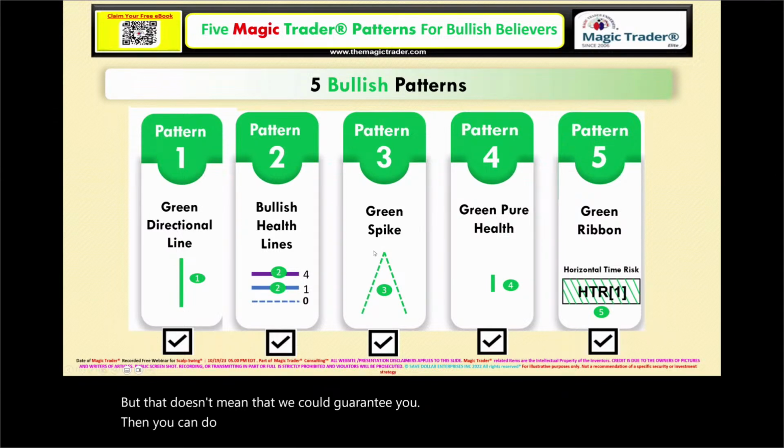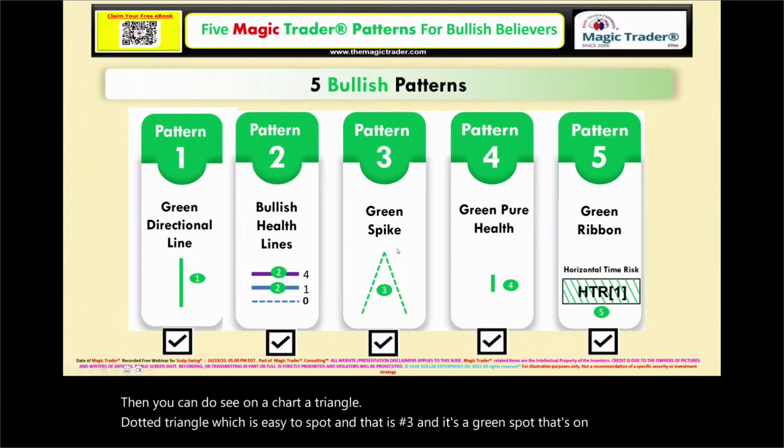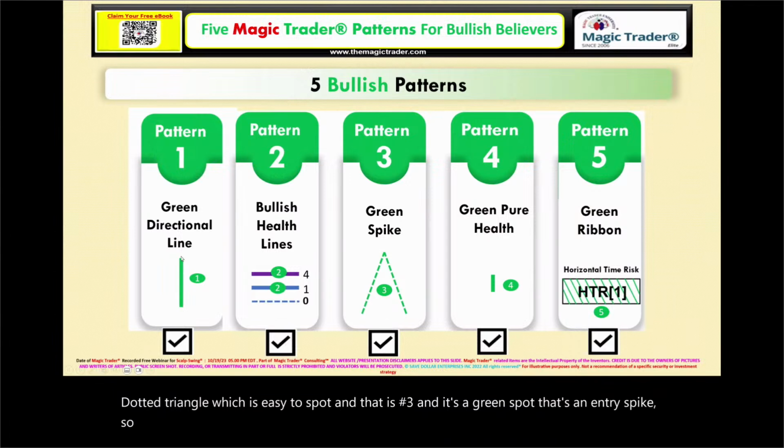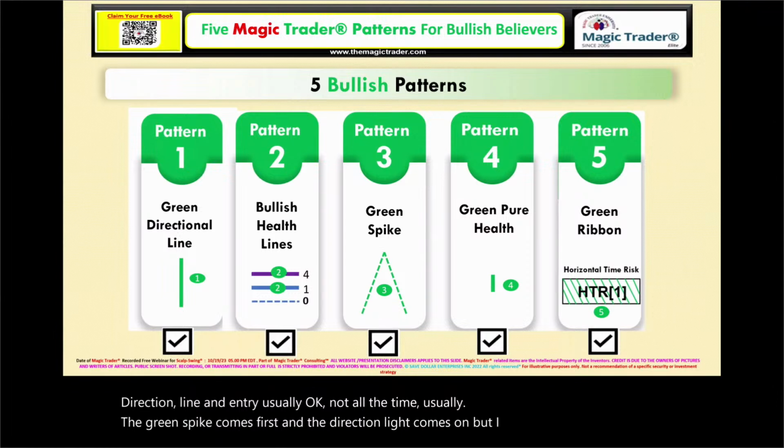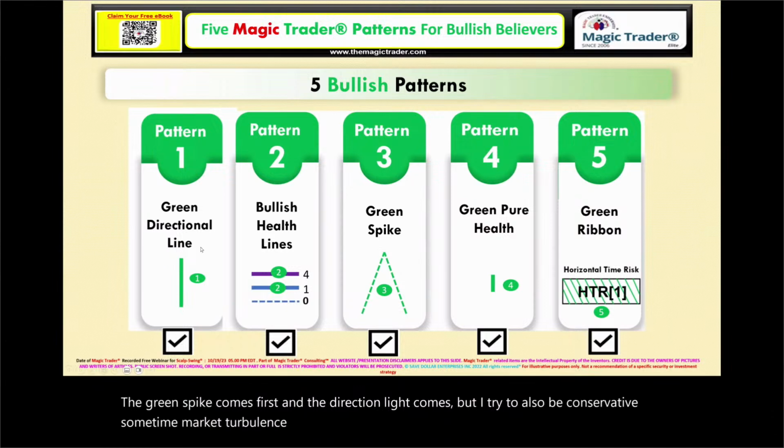Then you're going to see on the chart a dotted triangle, which is easy to spot. That is number 3, and it's a green spike, an entry spike. So basically you have 2 very important things: the direction line and the entry. Usually, not all the time, the green spike comes first and then the direction line comes. But I try to also be conservative. Sometimes with market turbulence, I will wait for both to line up, or sometimes I take a shot, along with the other 2 ingredients, and make a move.